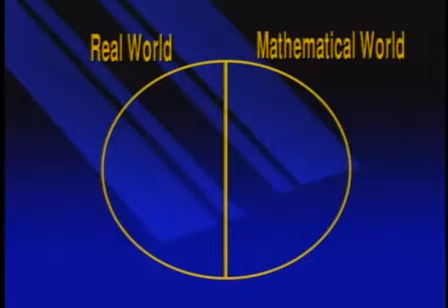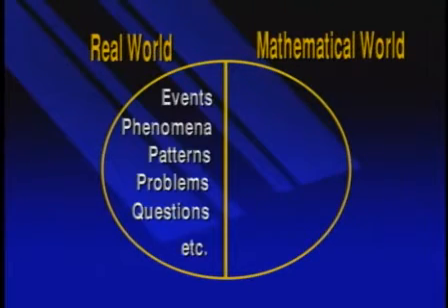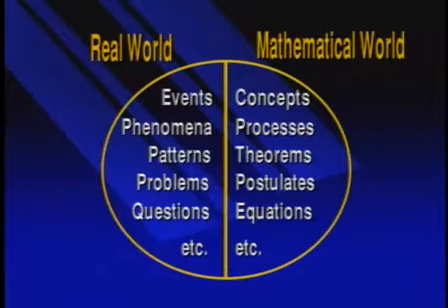think of two worlds. On the left, as you see in the diagram, you have the real world. In the real world, we have events, phenomena, patterns, problems, data, questions. On the right, you have the mathematical world. In the mathematical world, we have concepts and processes and theorems and theories and axioms and postulates and equations. These are the two worlds that we've been dealing with.